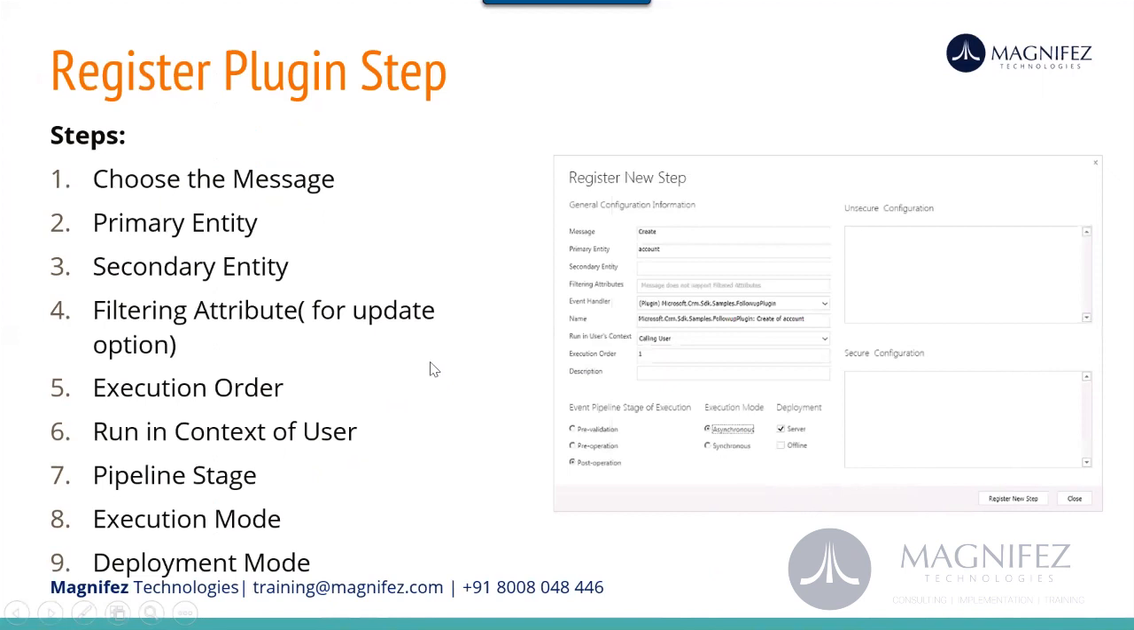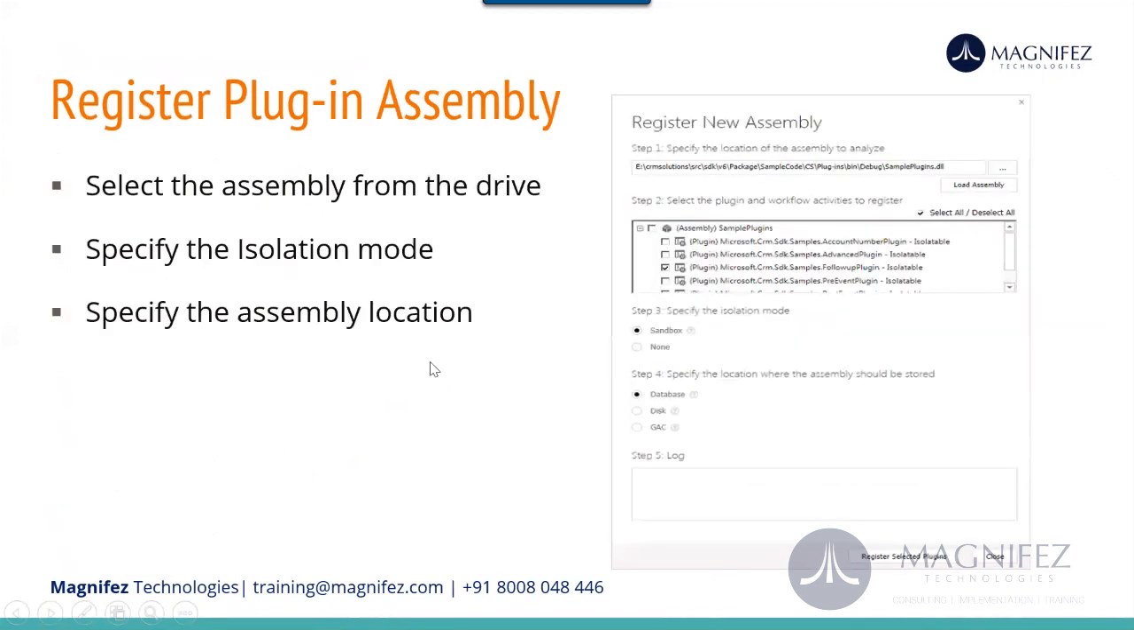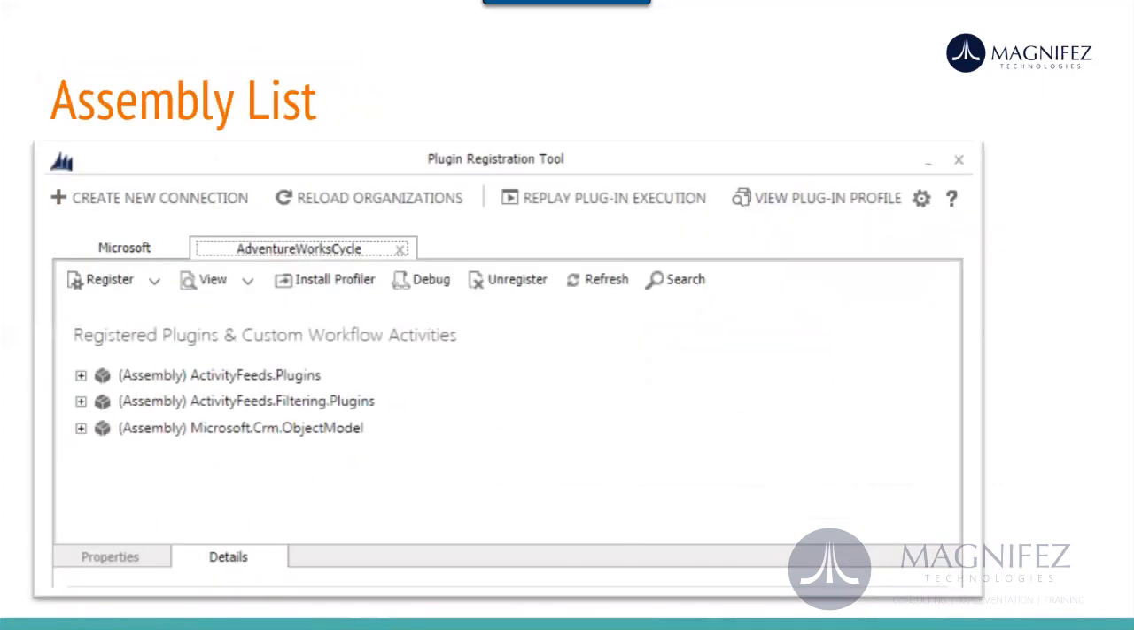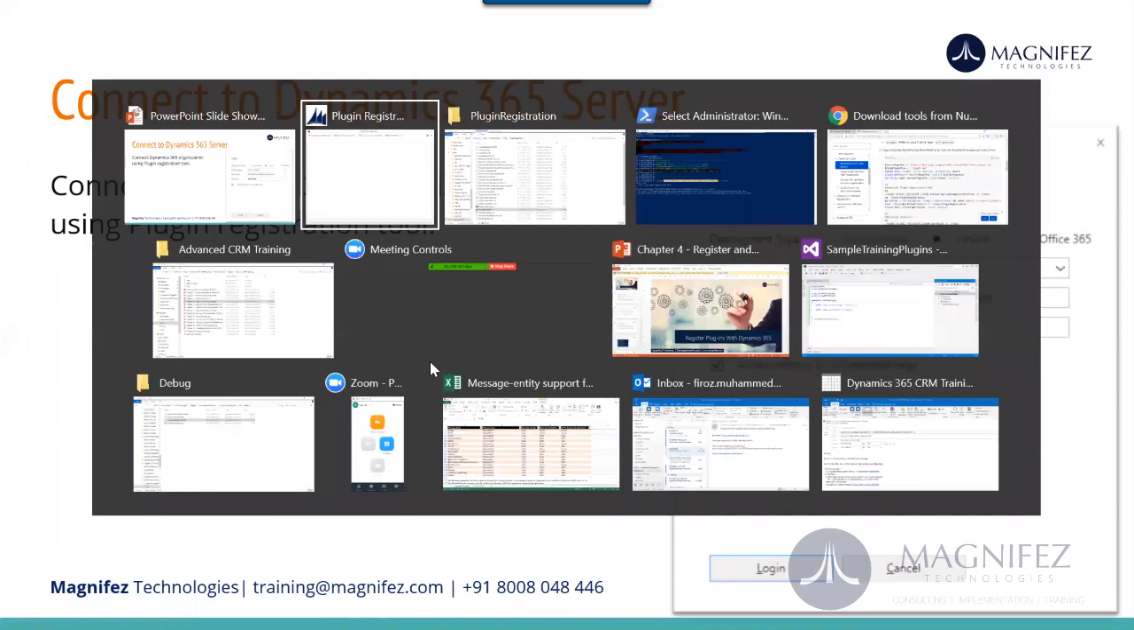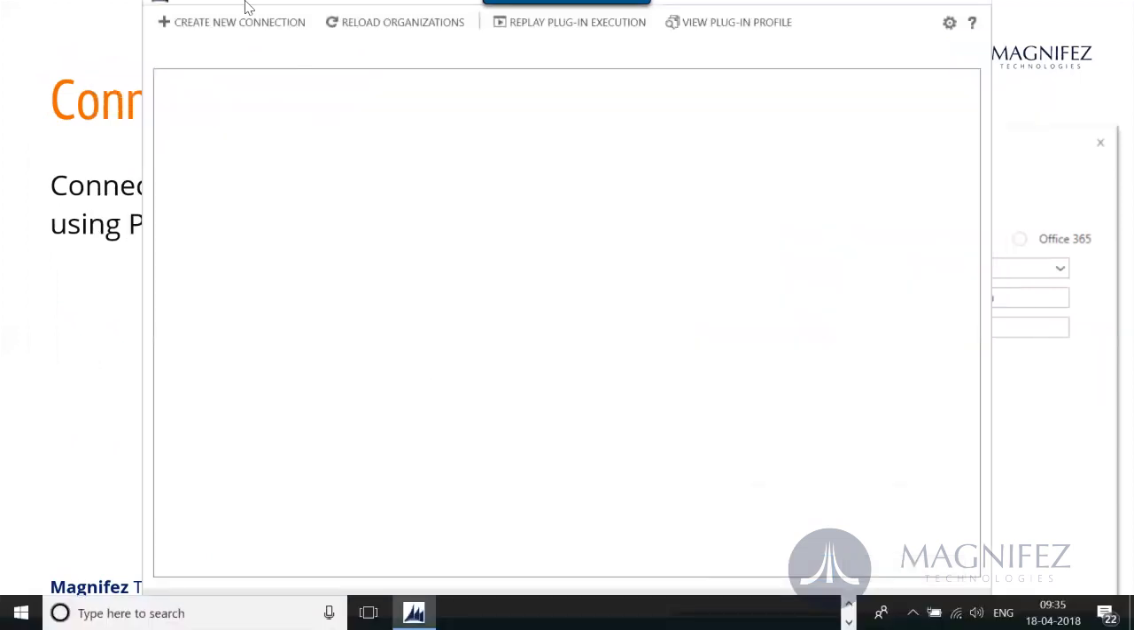All this you have to mention. So basically you have to register two things. First one is the plugin assembly. Second thing is the plugin steps. Once you've done that, the registration is done. After that, you can test the plugin. So let's do that. Let me go to the plugin registration tool from the SDK.